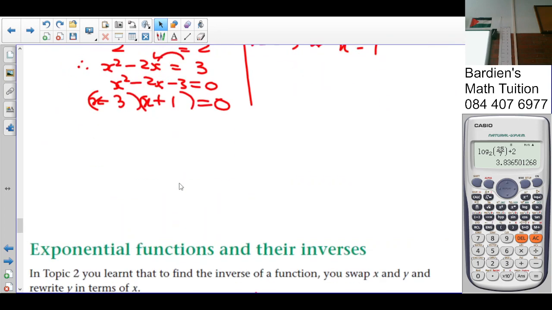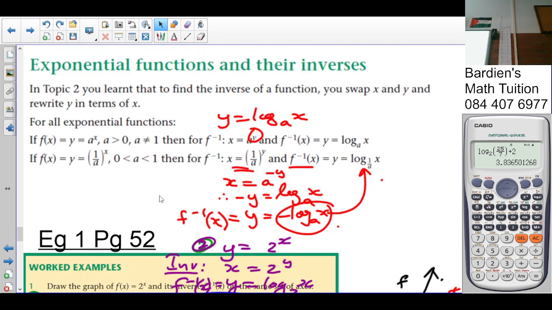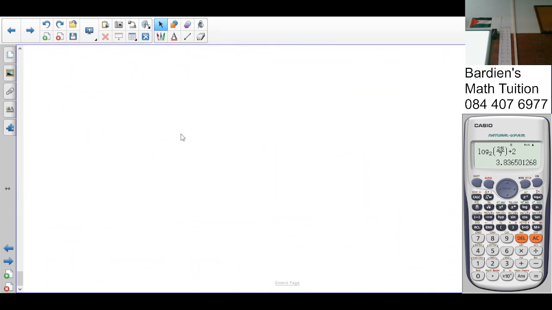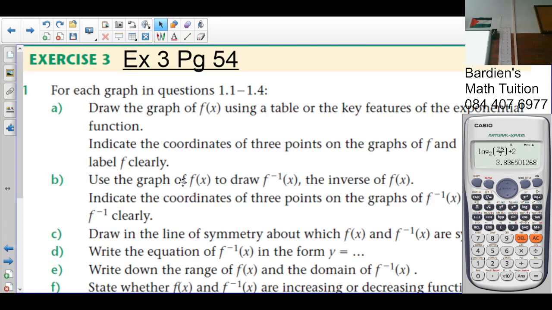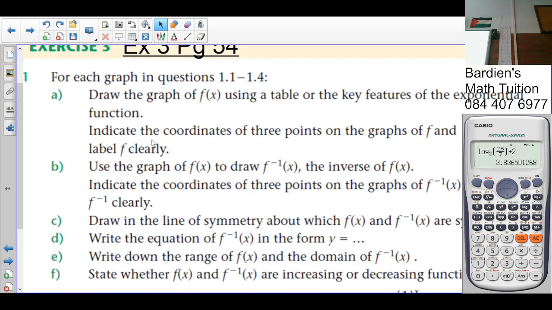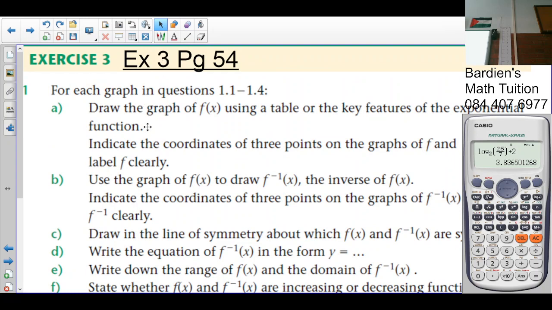Then we went on to exponential functions and the inverses, exercise 3 on page 54. We must still wrap up the trigonometry. Alright, so exercise 3 on page 54.